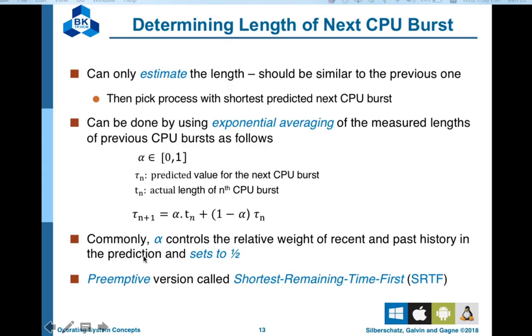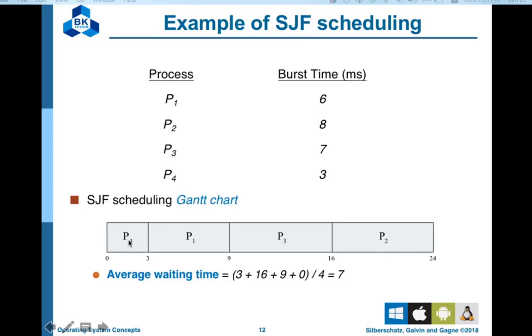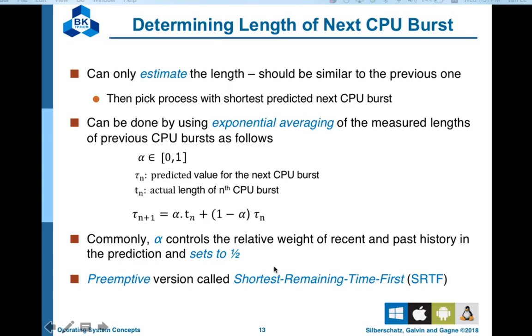Commonly, alpha is set to a half. And SJF is non-preemptive scheduling. It means that when the process is running, it will keep the CPU until it terminates or it releases the CPU by asking for an IO task. So we will have another version of shortest job first called shortest remaining time first.